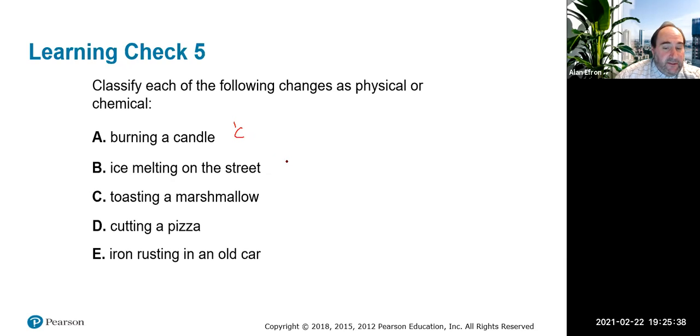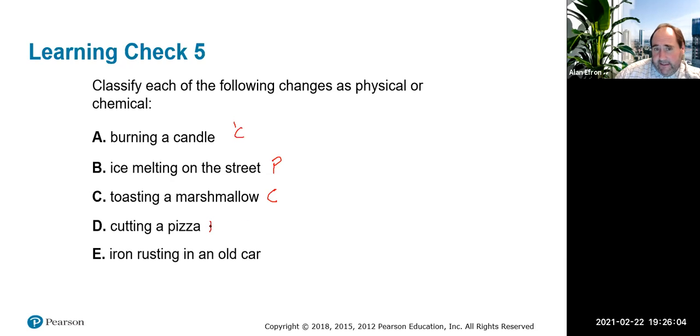Ice melting on the street. Again, ice melting going from solid to liquid. That is a classical physical type change. Again, going from solid to liquid to gas or back and forth. Those are all very common physical changes. If we toast a marshmallow, right, that's going to be a chemical change. When we eat the marshmallow, also more chemical changes occurring.